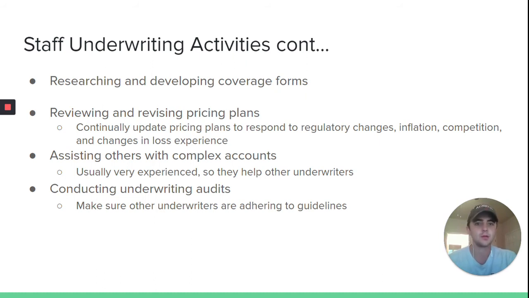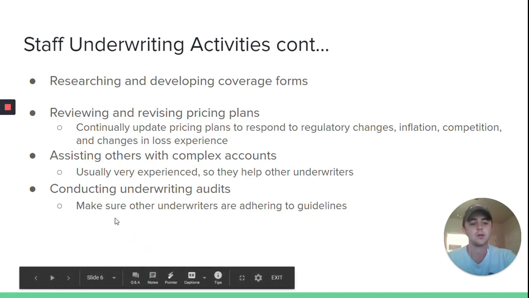Things are always changing in regards to the legal environment, inflation, competition, and, like I said earlier, changes in loss experience. They assist other underwriters with complex accounts. Staff underwriters typically are very experienced in the field, so they manage other people and provide expertise wherever they can. And they also conduct audits and make sure that other younger underwriters are adhering to the company guidelines.